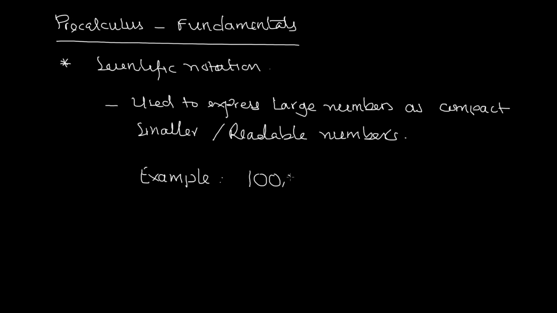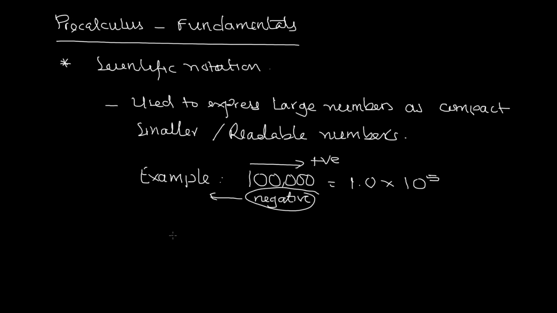For example, if I've got 100,000, what can I do with that? I can reduce it into a 1, and then I give it 10 to the power of 5. The combination of those represents 100,000. If it's going towards my right, the power is positive. If it's going towards my left, it's going to be negative.